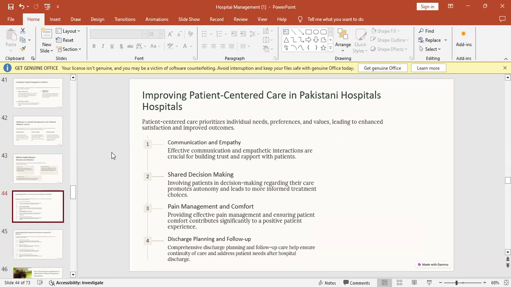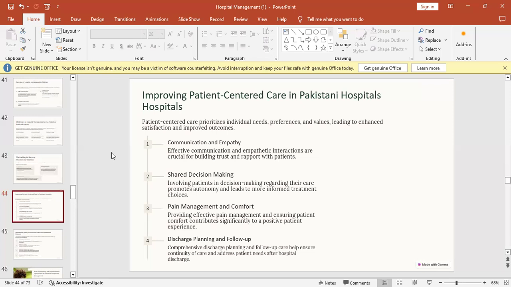Improving patient-centered care in Pakistani hospitals. Patient-centered care respects individuals' needs, preferences, and values, leading to enhanced satisfaction and improved outcomes. Communication and empathy. Effective communication and empathic interactions are crucial for building trust and support with patients. Shared decision making. Involving patients in decision making regarding their care promotes autonomy and leads to more informed treatment choices.